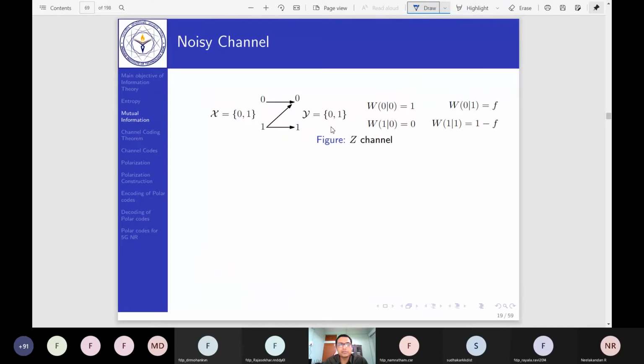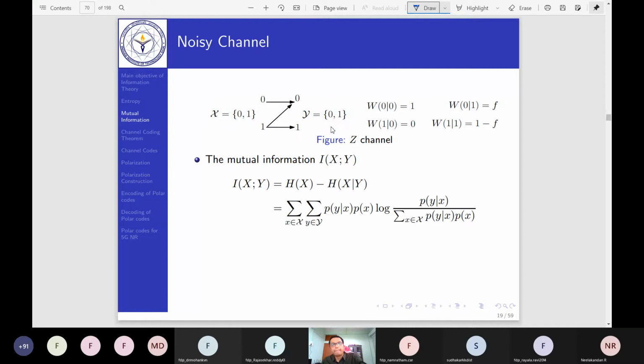Another channel that sometimes is useful is the Z channel. In the Z channel, the input is binary, output is also binary, 0 and 1. And here, two important facts are there. If you transmit 0, it is always correctly received. If we transmit 0, there is no chance of error. And if we receive 1, then we are completely sure that the bit transmitted was 1, because this link is absent. Because this link is absent, this Z channel should be better than the binary symmetric channel.